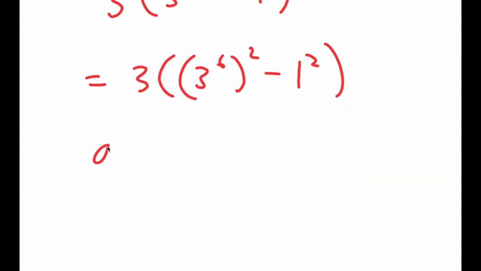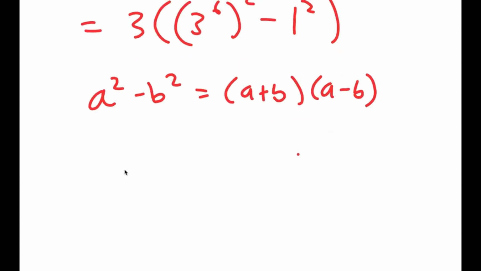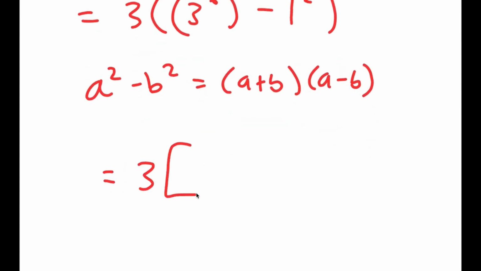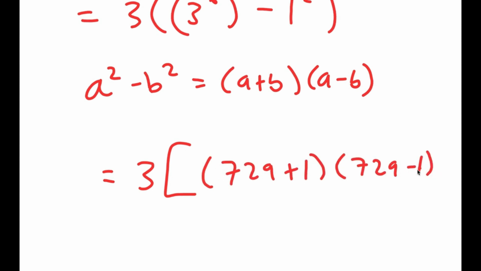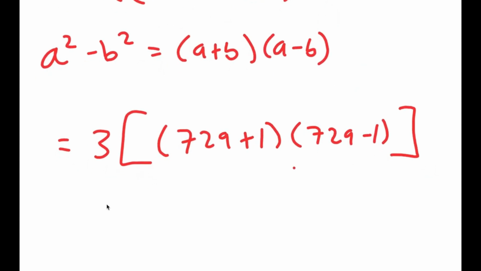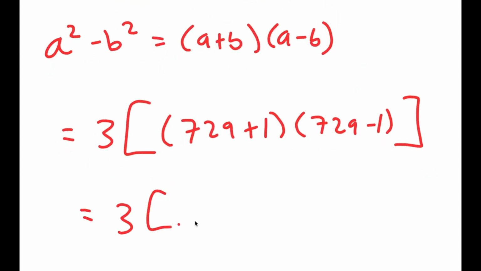I'm writing this like this because now I can use the property a squared minus b squared is equal to a plus b times a minus b. So this turns into 3 times 729 plus 1 times 729 minus 1. This is equal to 730 times 728.